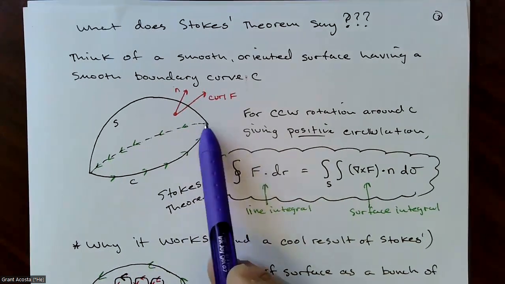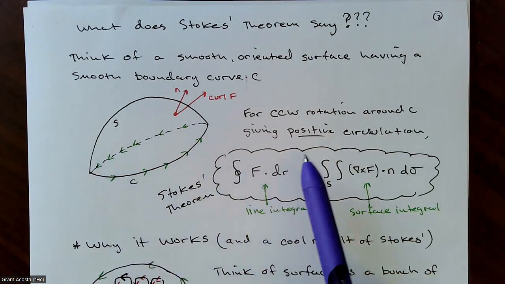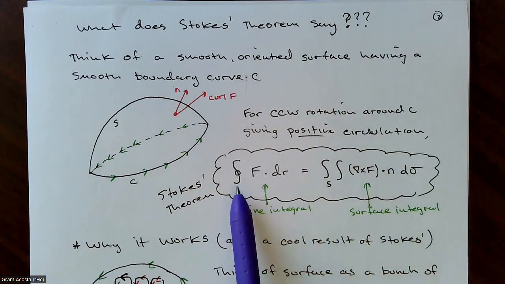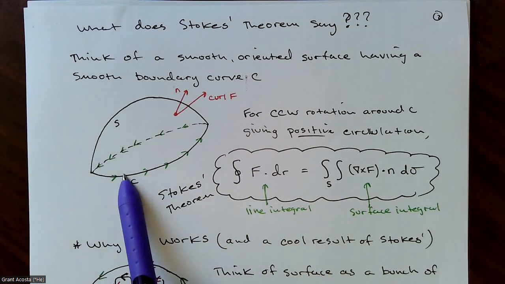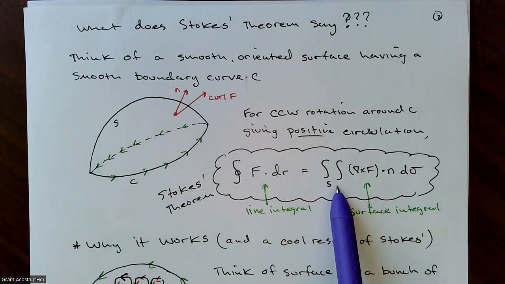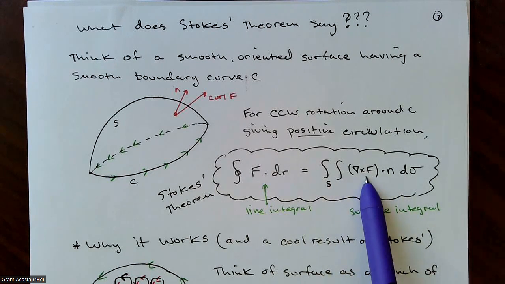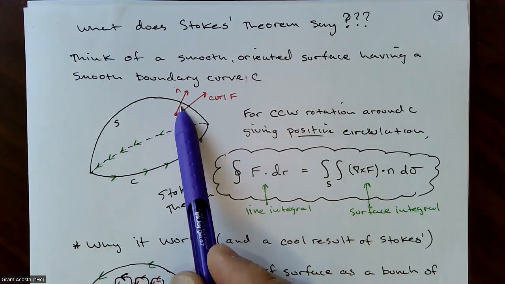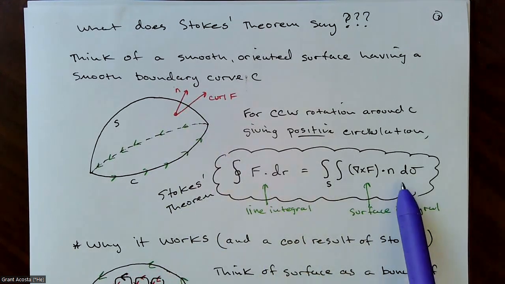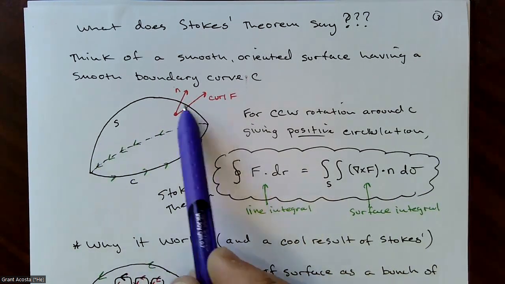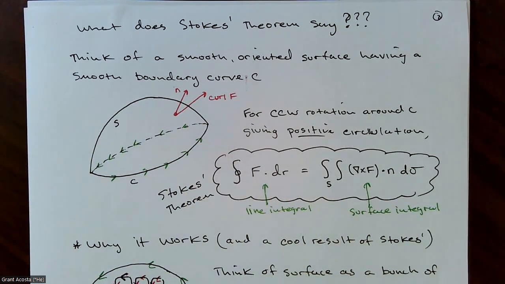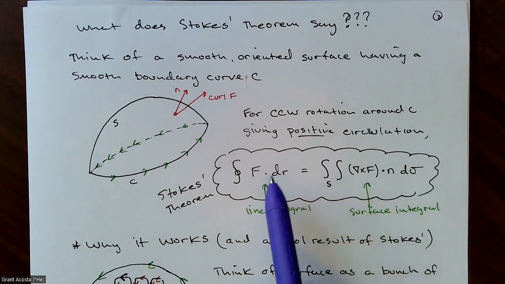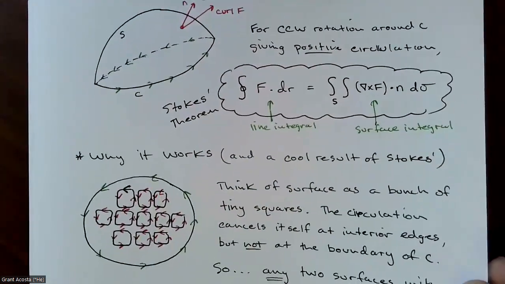For counterclockwise rotation, that's what we defined as positive circulation around C. This is what we can now do. That line integral, which should be familiar, for calculating the circulation around C is equal to the surface integral of the curl of f dotted with n. We want to find out how much of that curl vector is moving in the direction of n, perpendicular to your surface, and integrate that over the entire surface that is bounded by the curve C. These two integrals are equal to each other, and we're going to see how that can be very useful.